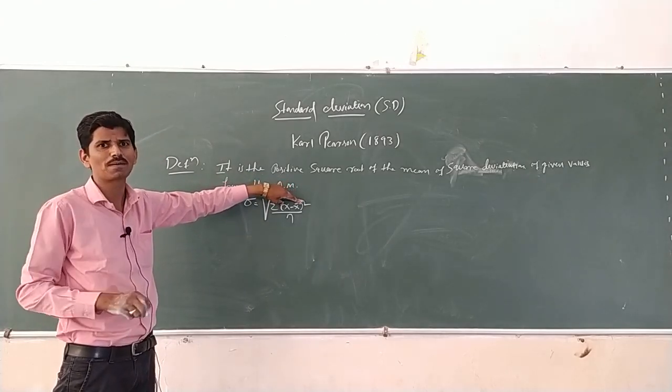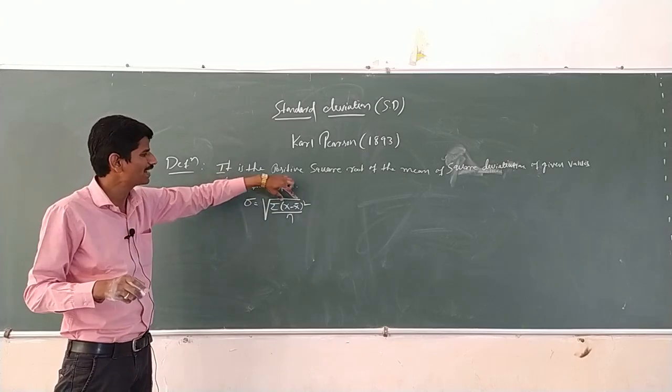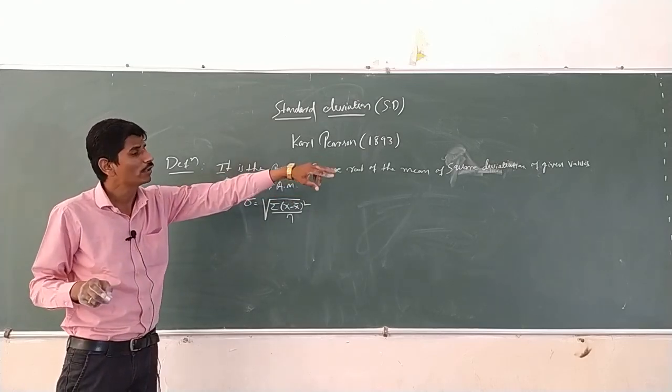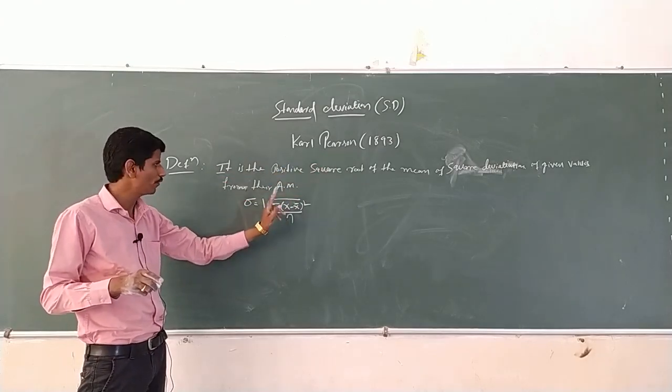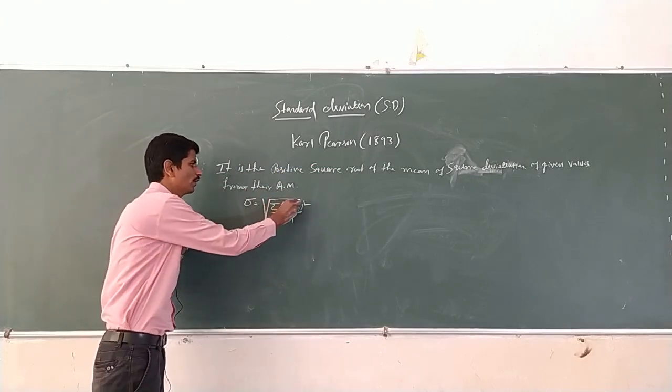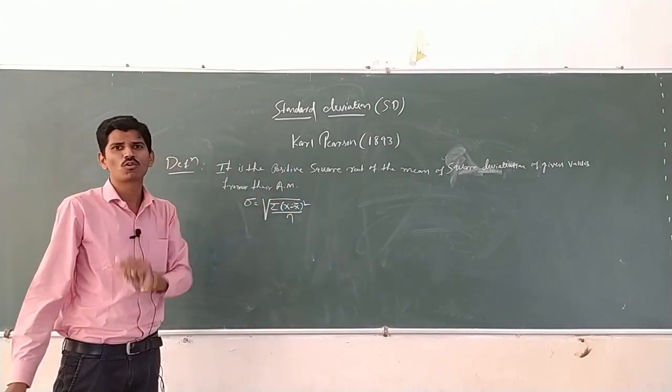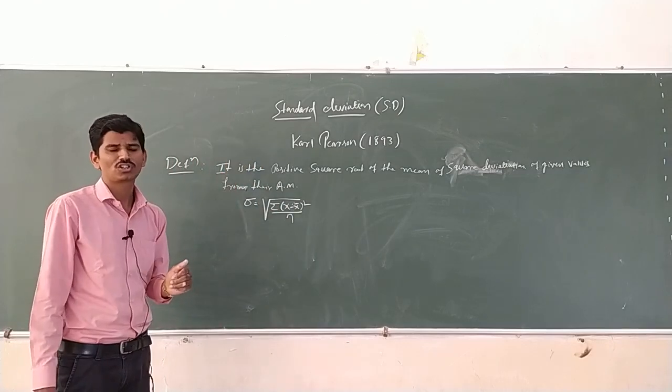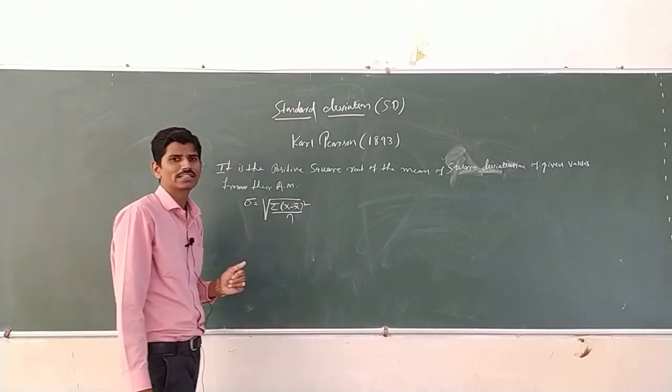Deviation is x minus x bar. Square deviation is x minus x bar whole square, of given values from their arithmetic mean. You are using only the arithmetic mean, not the median and mode. It is said to be the standard deviation, or the root mean square deviation from mean.